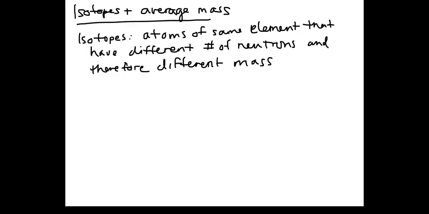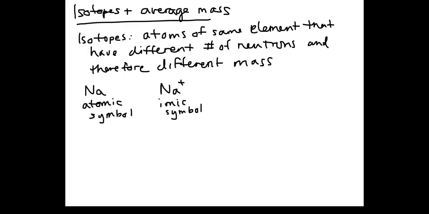So we have different symbols, right? So for example, sodium, Na, that's the atomic symbol. Na plus, sodium plus, is the ionic symbol. Now I'm going to show you what an isotopic symbol is, okay? So do know when I say atomic, ionic versus isotopic symbol what I'm asking for. So an isotopic symbol has a few elements.